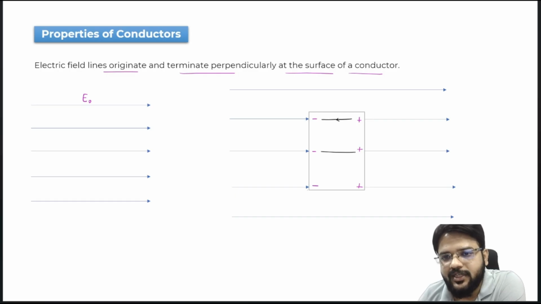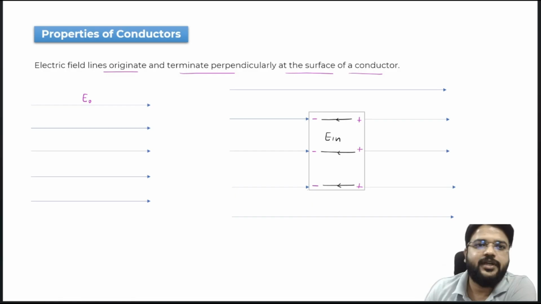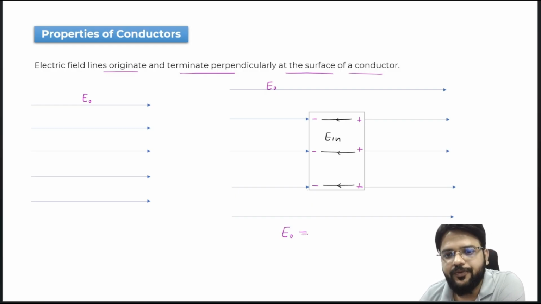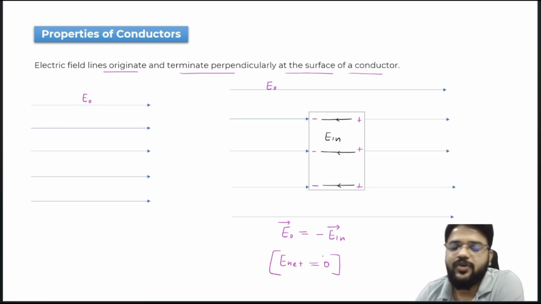Because in the opposite direction we have an electric field here. Correct? So in the opposite direction we have electric field E in, and the outside electric field and the inner electric field are both equal. So E naught equals minus E in. Why am I putting a negative sign? Because this electric field is present in the opposite direction, that's why we are putting the negative sign. Alright, so E naught equals minus E in, everyone. So the net electric field inside this conductor should be zero. Correct? So what is the net electric field inside this conductor? It is zero, everyone. And it will happen with all conductors.